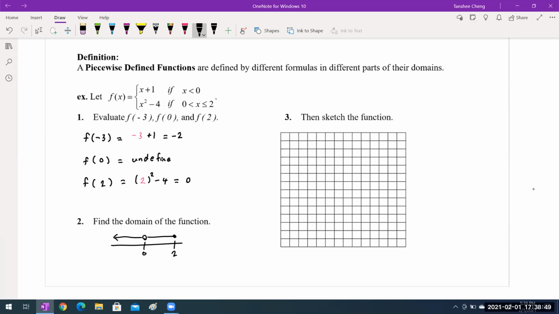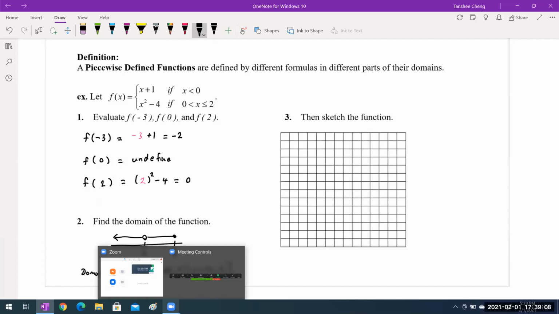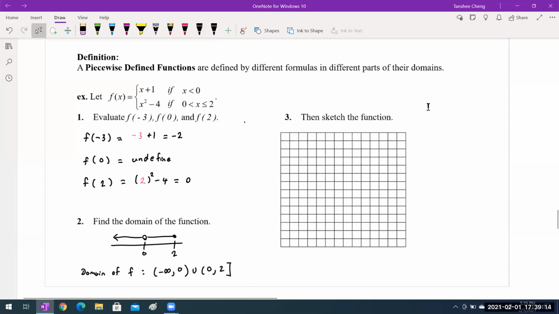And then from here, I can tell my domain already from this real number line. So the domain of f is basically what? From negative infinity to 0, but not including 0, union with 0 to 2, right? 0 to 2, and then 2 is inclusive. So in a piecewise defined function, the domain is already given to you. You just need to know how to combine them.